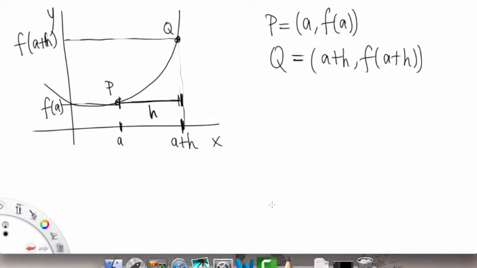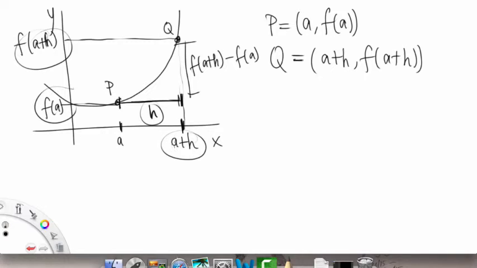Now if we do the same thing, we're going to do the rise over the run. Here's the rise, and this is going to be f of a plus h minus the lower one, so top minus bottom, f of a. And then the bottom is h, but it's actually a plus h minus a, which turns out just to be h. So let's find the slope here. Let me draw that line through. Here's our secant line.